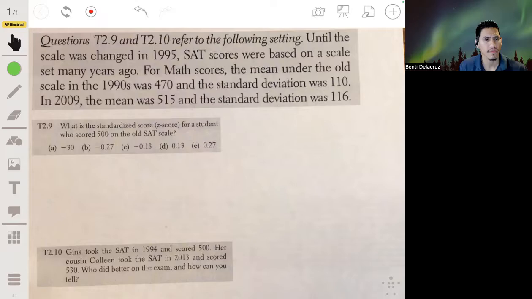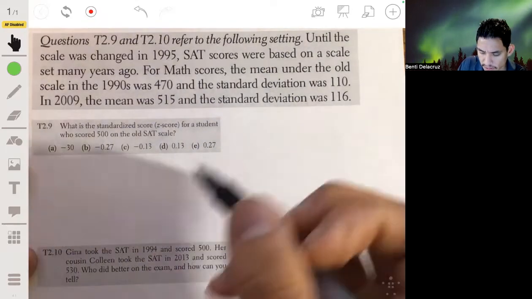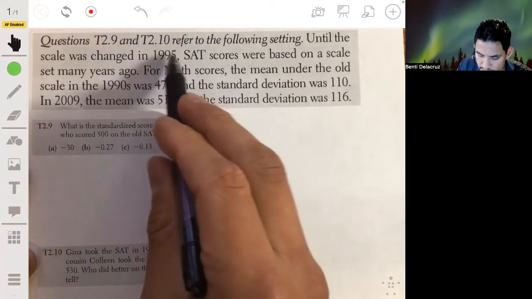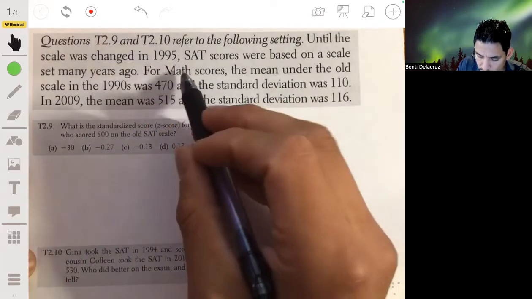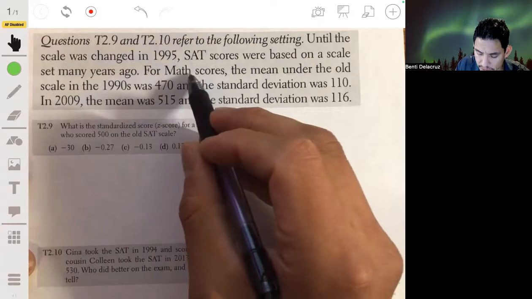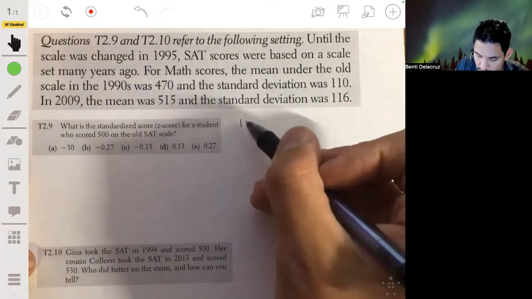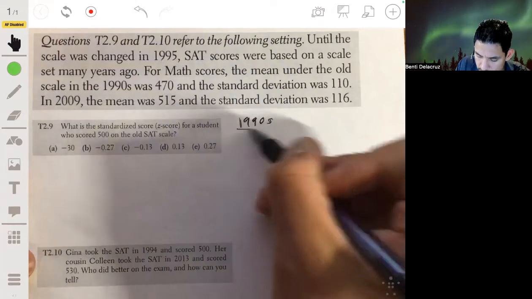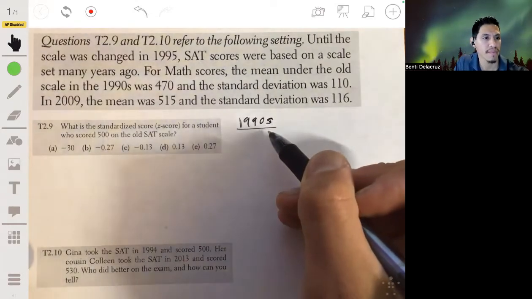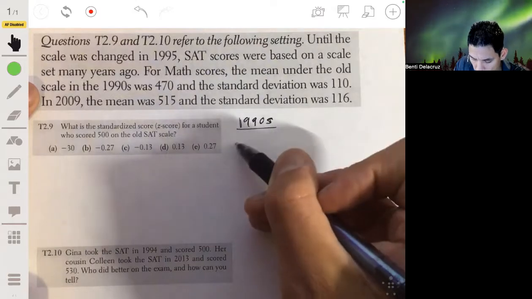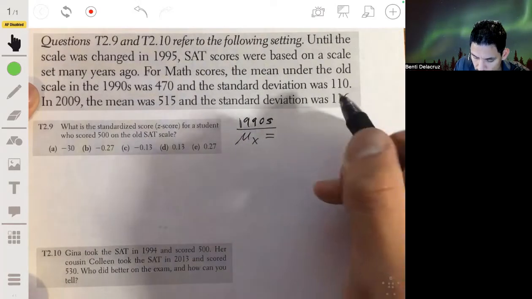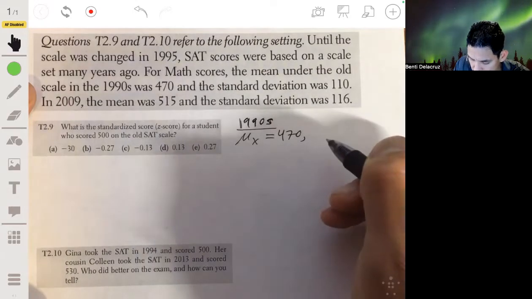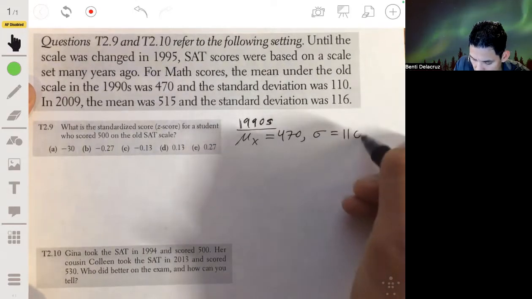Okay, so let's just go ahead. Let the old SAT scores, before, be X. So the old math scores, let's say for the 1990s: the mean of X was 470, and the standard deviation of X was 110.